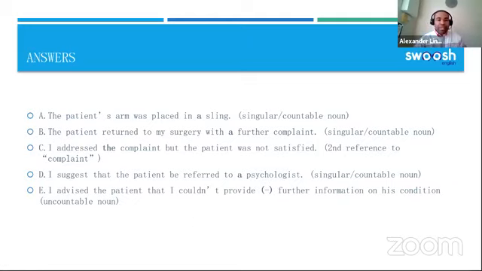And for E, I advise the patient that I couldn't provide further information, so we need to get rid of the. It shouldn't be the further. Get rid of a. It shouldn't be a further information because information is uncountable. So therefore, we need to use a zero article in this case. Because as we said, uncountable nouns we can't use indefinite articles with.